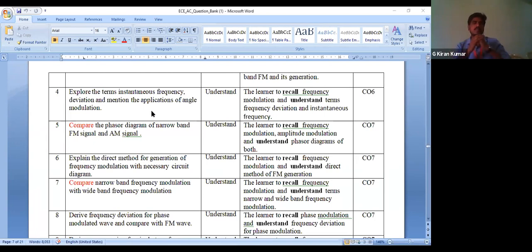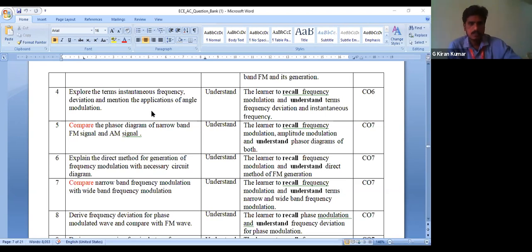And compare the phasor diagram of narrowband FM signal and AM signal. Yes, we have already discussed the phasor diagram. So what will happen in the phasor diagram of FM and AM? If it is FM, the phasor diagram is like this. It means the frequency can be changed, based upon the carrier signal, to upper sideband or lower sideband. And if it is the AM signal, it changes like this. Amplitude variation, you can observe the amplitude variation, that is nothing but maximum and minimum, that is nothing but positive and negative. In terms of amplitudes, you will get the phasor of the AM signal. In terms of frequency, you will get the phasor of the FM signal.